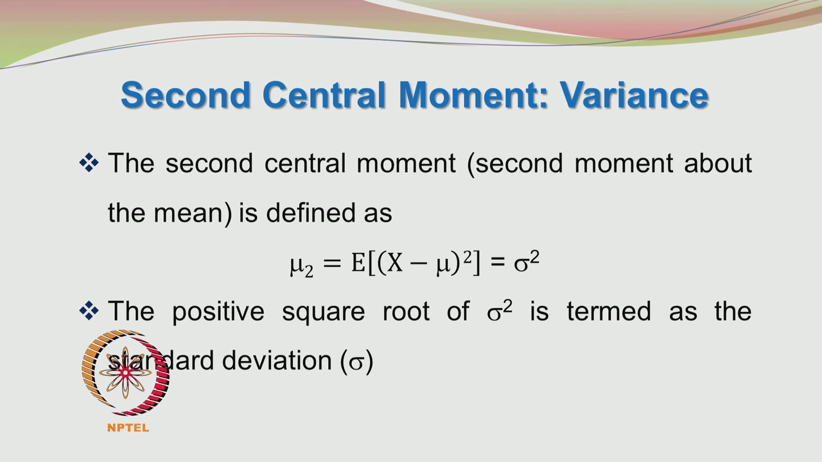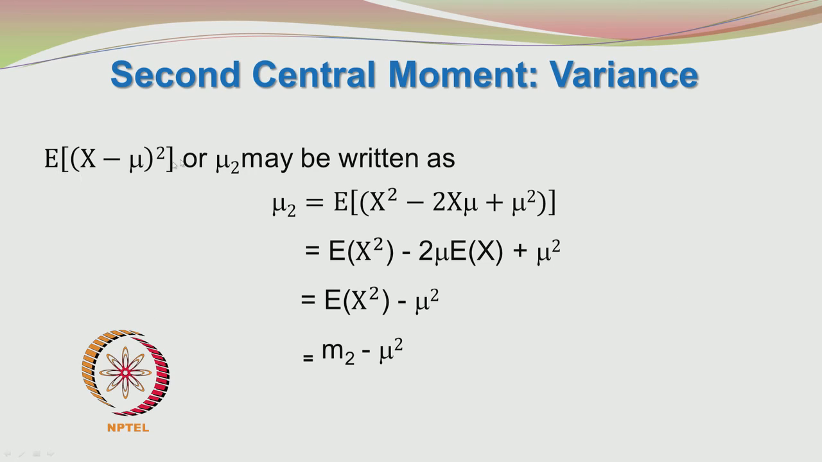The second central moment is termed as the variance. The central moment is taken with respect to the mean. So, k is equal to 2. The expected value of (x minus mu) whole squared is equal to sigma squared. This definition we had seen previously, but now this is called the second central moment, or the second moment about the mean. The square root of this variance is called the standard deviation. So, E of (x minus mu) whole squared, or mu 2, may be written as m2 minus mu squared: the second ordinary moment minus mu squared.